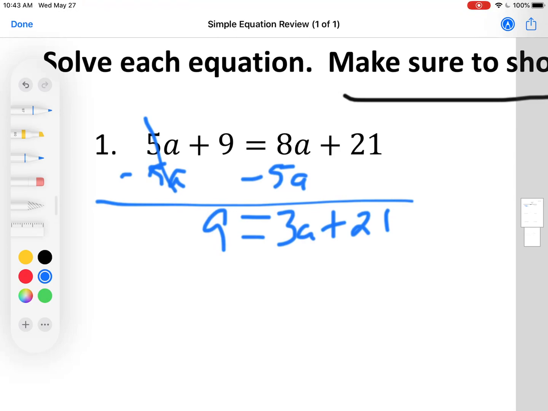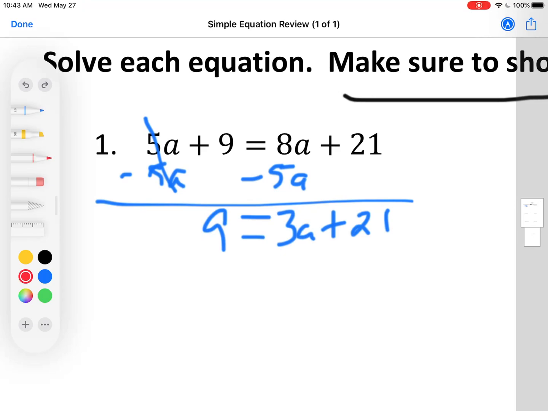Now I have two sides of the equal sign. On the left side I have 9. On the right side I have 3a and plus 21. Which side has two things? The right side has two things, so we are going to be eliminating something from the right side. There are two different terms on the right side. They are 3a and plus 21. On the other side, the left side, there's a 9. 9 is a number, so we will be getting rid of the number from the right side. The number is plus 21.